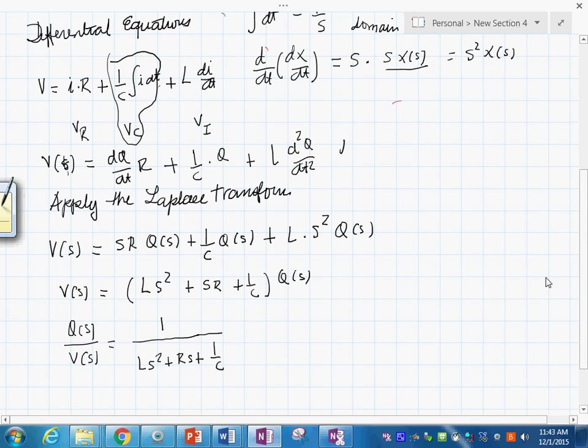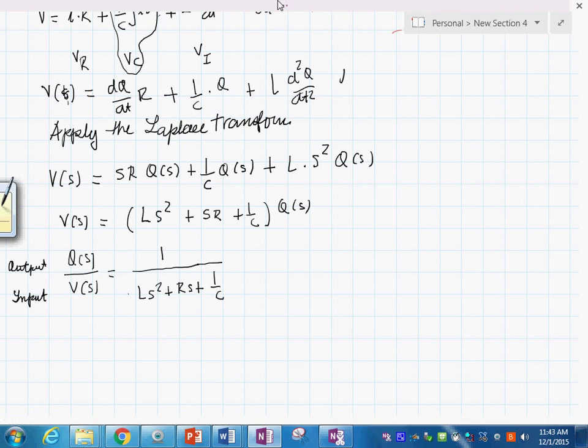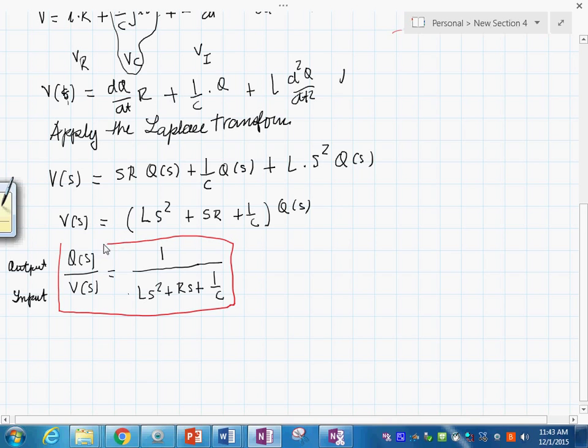And this relationship that you see in there, this ratio between the output and the input, is called the transfer function. So if you write it down in here, this is called the transfer function.